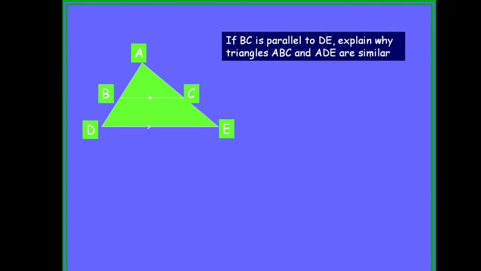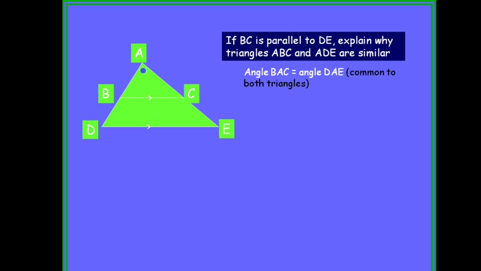We have a triangle ABC and the other triangle is ADE. We need to identify whether these two triangles are similar or not. If BC is parallel to DE, this is the given condition, which means the line BC is parallel to side DE. So in that case, we can say angle BAC is equal to angle DAE because it is a common angle in both the triangles.